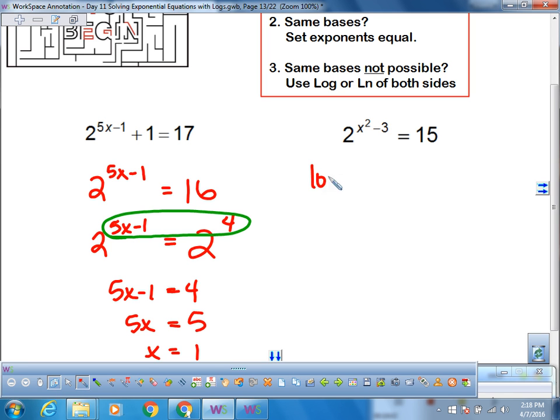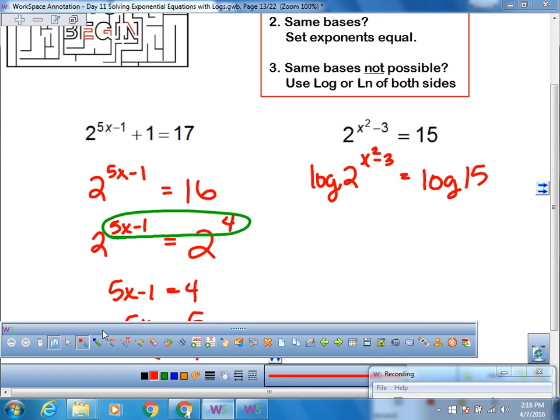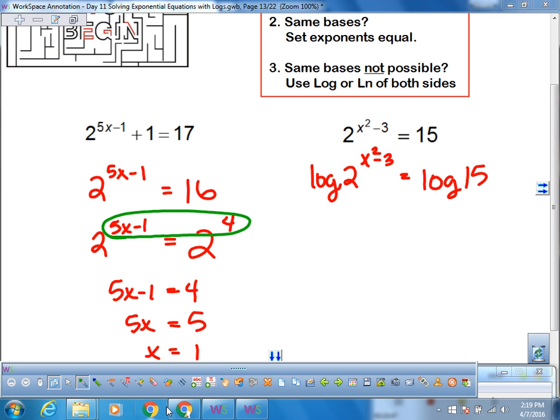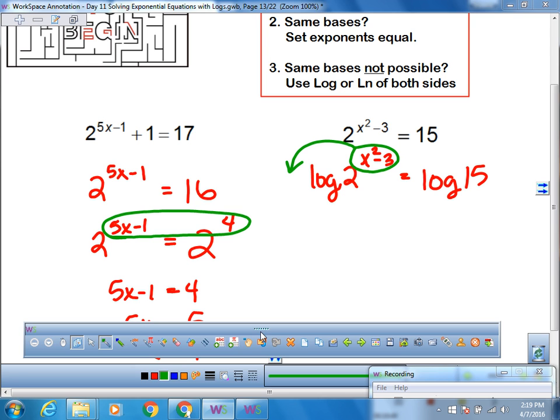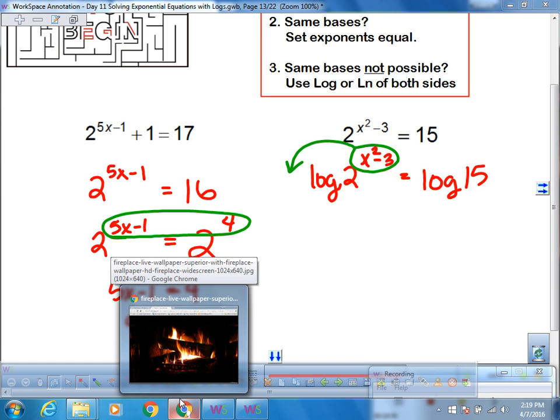So, log 2 to the x squared minus 3 equals log 15. Can I do it? Can I go straight here? I'm going to put this out in front and divide by the log. Can I do that at the same time? Are we okay?